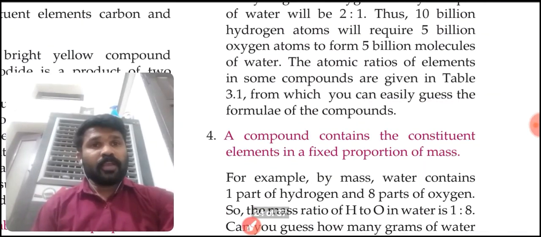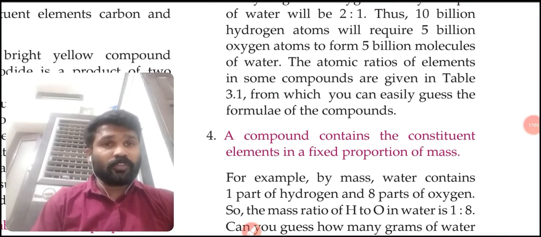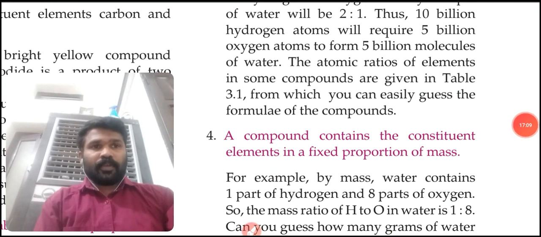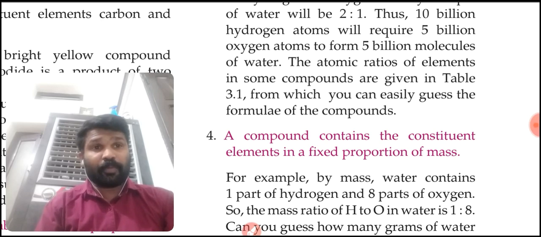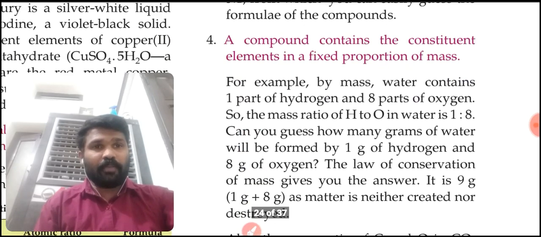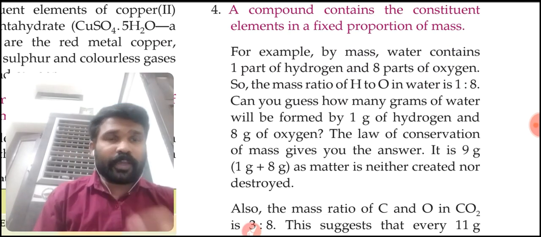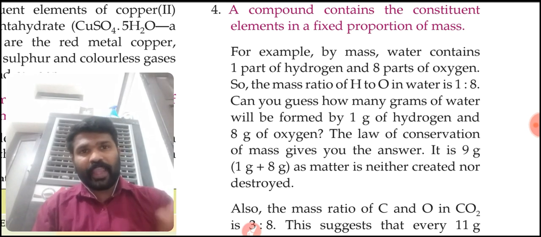Students, another property: a compound contains the constituent elements in a fixed proportion of mass. For example, by mass, water contains 1 part of hydrogen and 8 parts of oxygen. So, the mass ratio of H to O in water is 1:8.